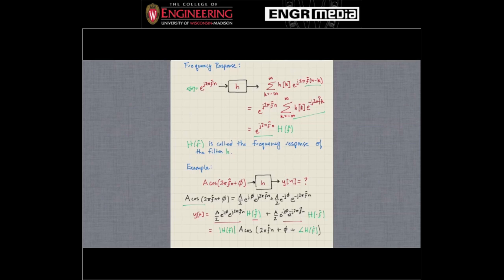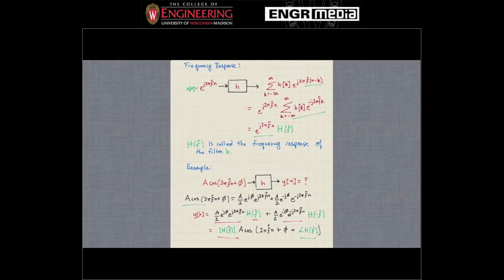Okay, so we can see now a rule for doing this. We could just put things back together using Euler's identity. And what happens when we input this cosine signal? Well, we really just get the magnitude of the frequency response h of f hat multiplied by this cosine, and then we also have to add the phase change that the filter has created at this particular frequency f hat.